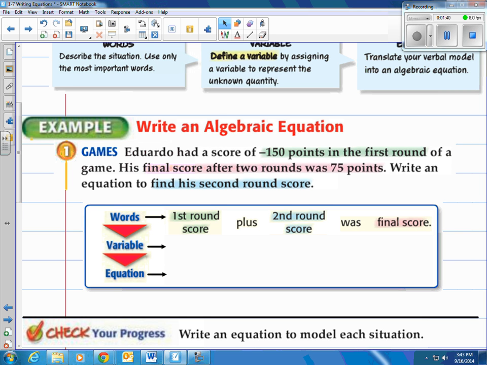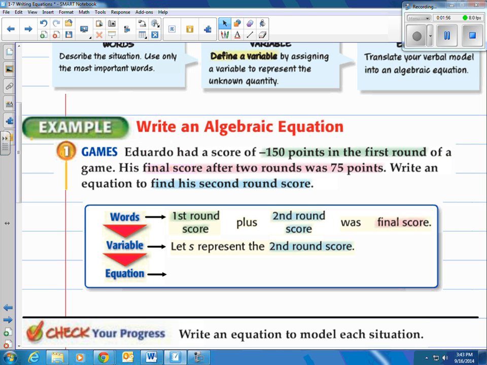So they've highlighted, okay, you have a first round score, you have to add it with the second round score, and then that was his final score. Well, we don't know his second round score, so we're going to make that our variable. And our variable is going to be S for second round score.